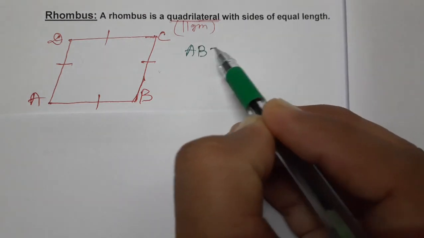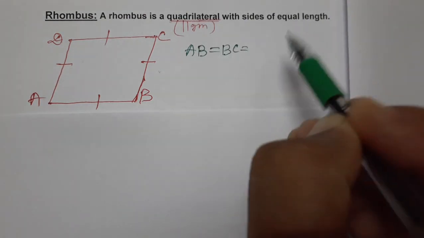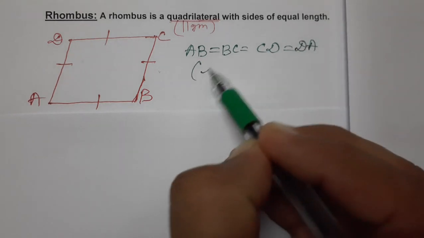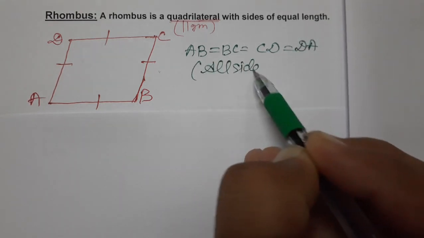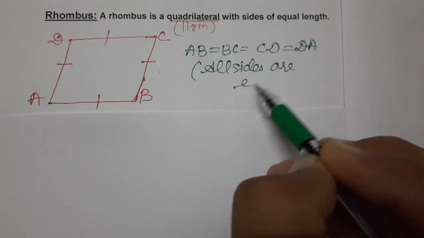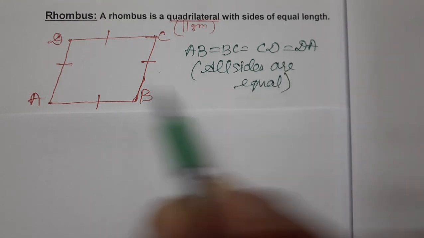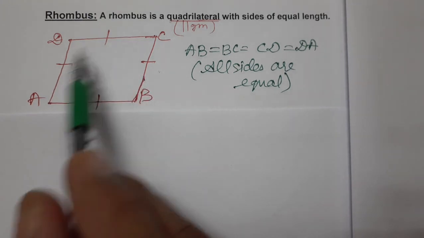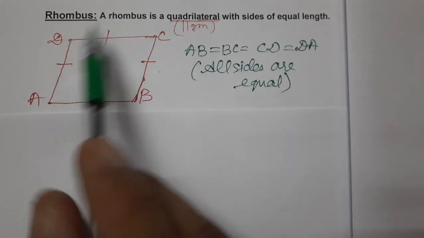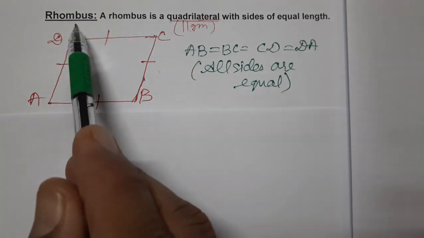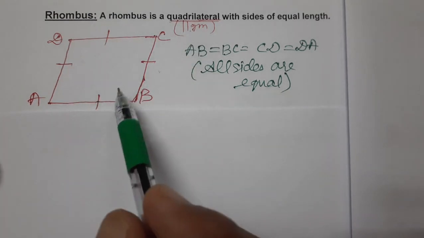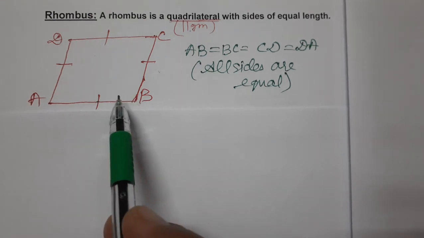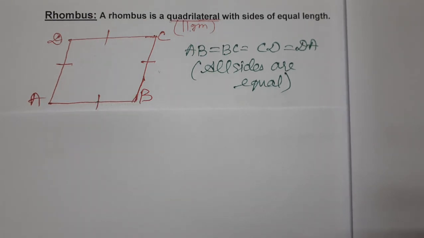So AB equals BC equals CD equals DA. All sides are equal. In parallelogram, if only sides, not angles, only sides are equal, then that special type of parallelogram is called rhombus. This is the first special parallelogram. Now let us learn the properties of rhombus.